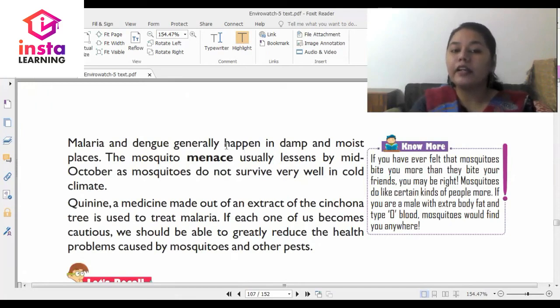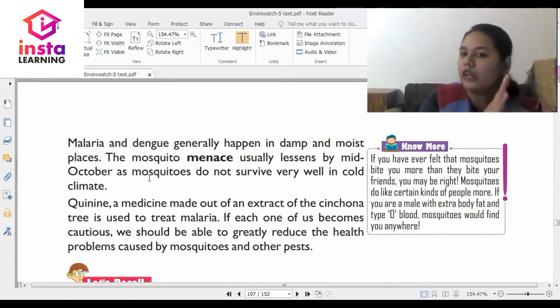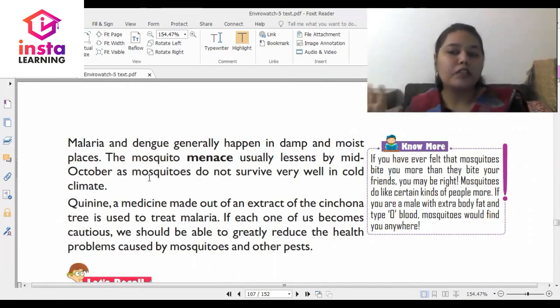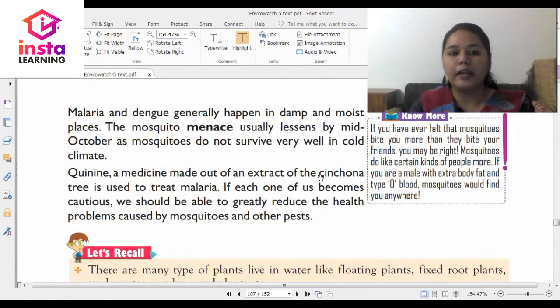Malaria and dengue generally happen in damp and moist places. The mosquito menace usually lessens by mid-October. So it starts around July, August and goes up till mid-October, as mosquitoes do not survive in very cold climate. Quinine, a medicine made out of an extract of the cinchona tree, is used to treat malaria.